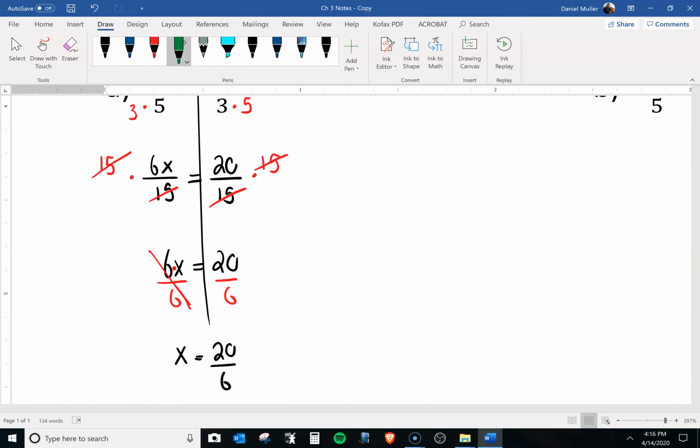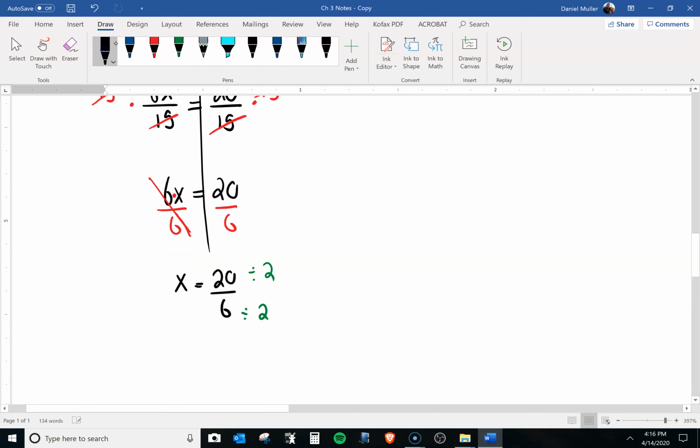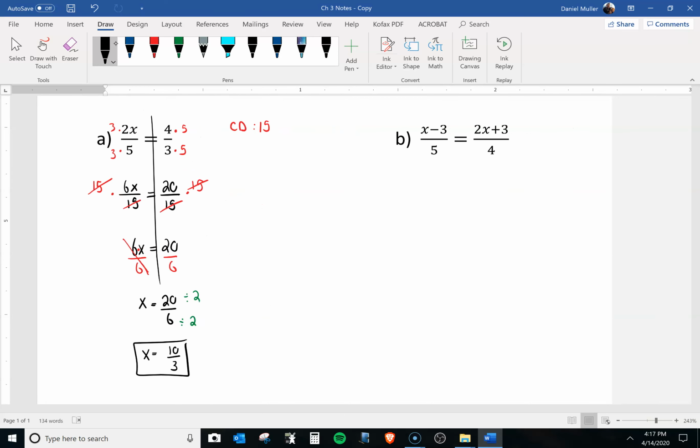However, that can be reduced. They can both be divided by, I think, 2. So really not 20 over 6, but 10 over 3. So that's what we have to do to get rid of a fraction.